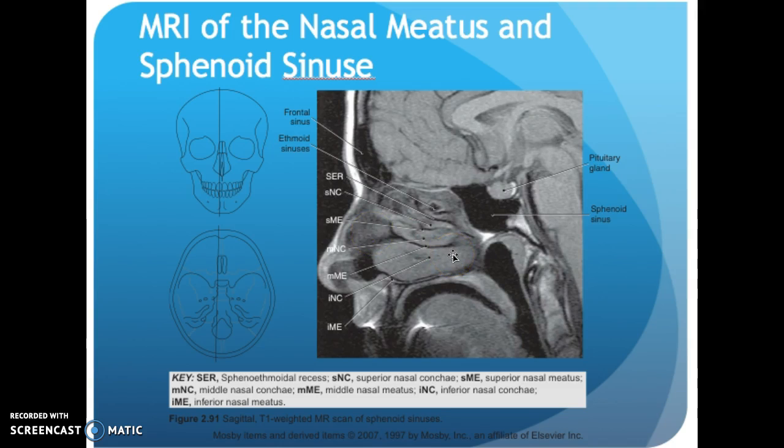This is MRI. This is a T1 sagittal. Pituitary gland, sphenoid sinus, and you have your nasal conchas you can see really well. So your inferior, middle, and in between the black stripe is your meatus. So inferior and middle.